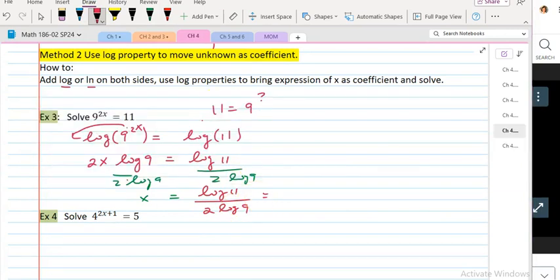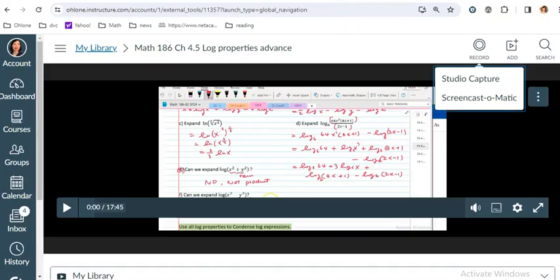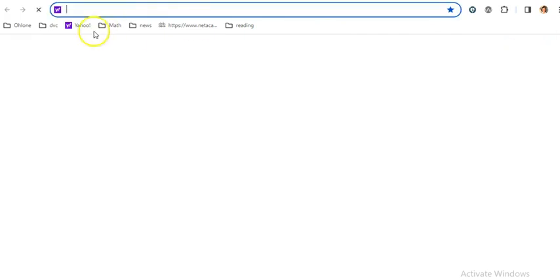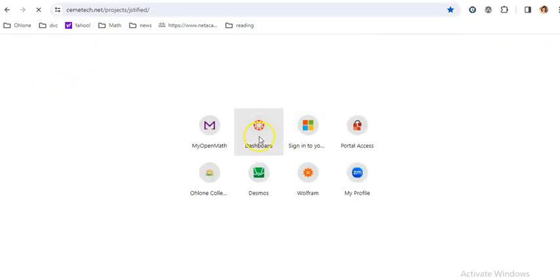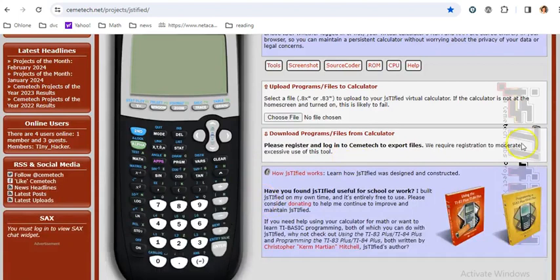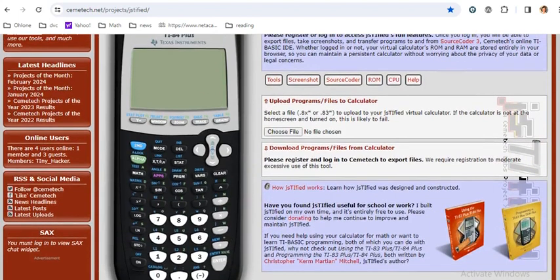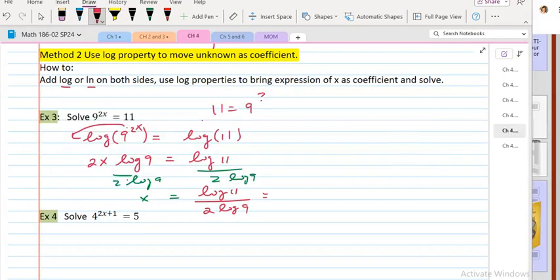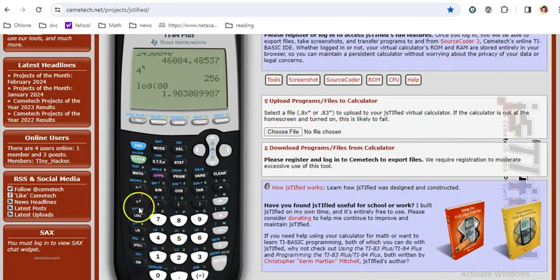I'm going to use the graphing calculator. Do I have it open? No. So this is, okay, log, what was it? Log 11 over 2 log 9, right? Okay, so I would do log 11 divided by, and there's two things in the denominator, so I do parentheses, 2 times log 9. So remember to have parentheses, otherwise it's just going to divide by 2 only. 0.5457.